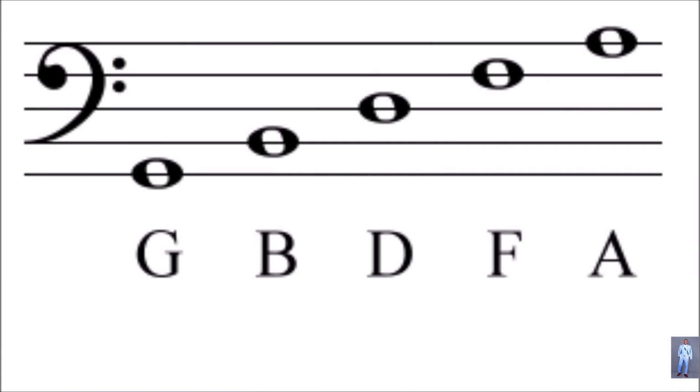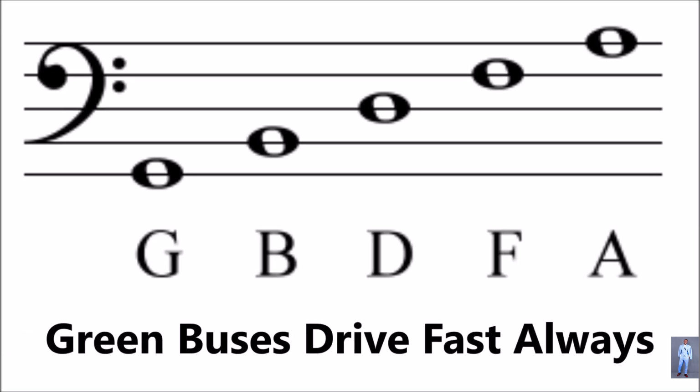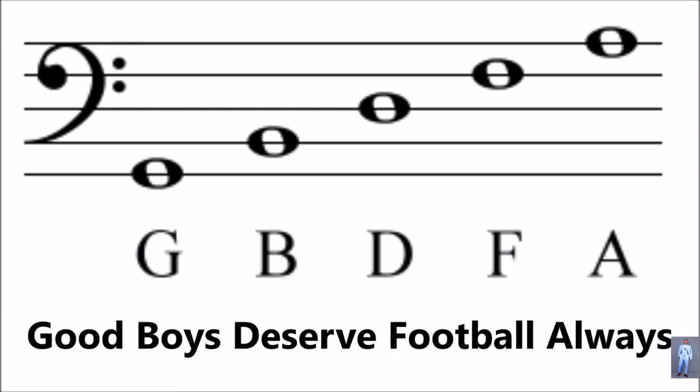For the bass clef lines, we have the following notes. The first line is note G, the second line B, the third line D, the fourth line F, and the fifth line A. Therefore, on the lines we have the notes G, B, D, F, and A. The common phrases used by musicians are Green Buses Drive Fast Always, or Good Boys Deserve Football Always.